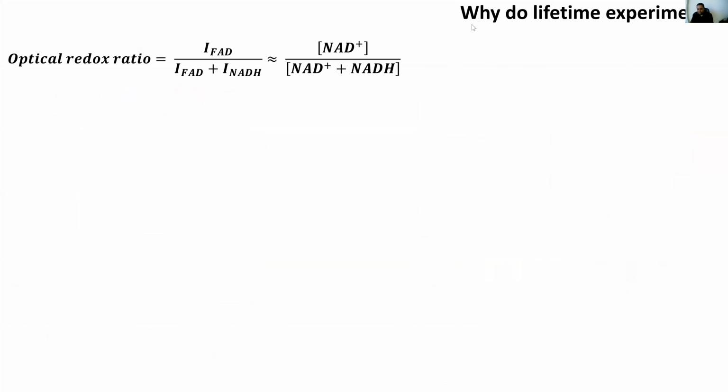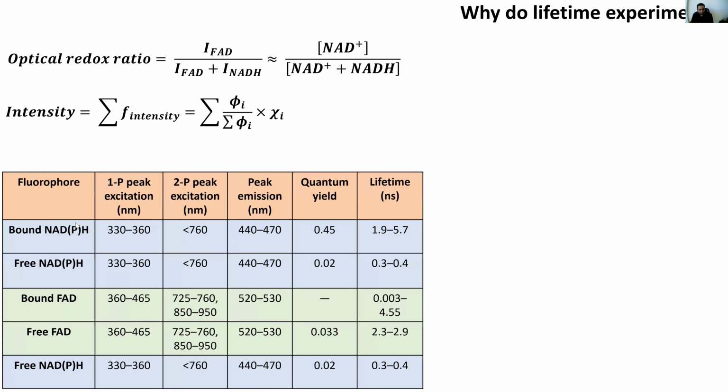And then we do lifetime experiments. So the question, of course, becomes, why do we do lifetime experiments? You have to think in a way that the intensity of any of the species depends on the sum of a fractional intensity, which is the quantum yield multiplied by the fraction of that particular species. Now, if it's just one species, FAD and NADH, it works fine. But the problem is, it's not one species.